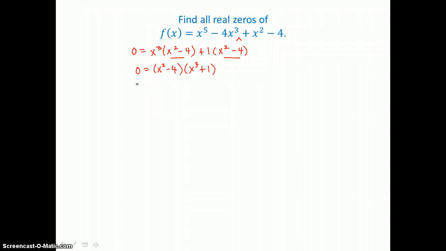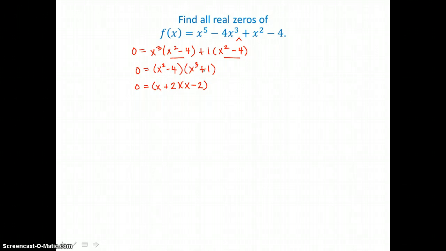Okay, now completely factoring. This first binomial is a difference of 2 perfect squares, so we need to factor that into the sum and difference of the square roots of those 2 terms. X times x is x squared, and positive 2 times negative 2 is negative 4, and remember 2x and negative 2x sum to 0, so there's no middle term in that binomial.